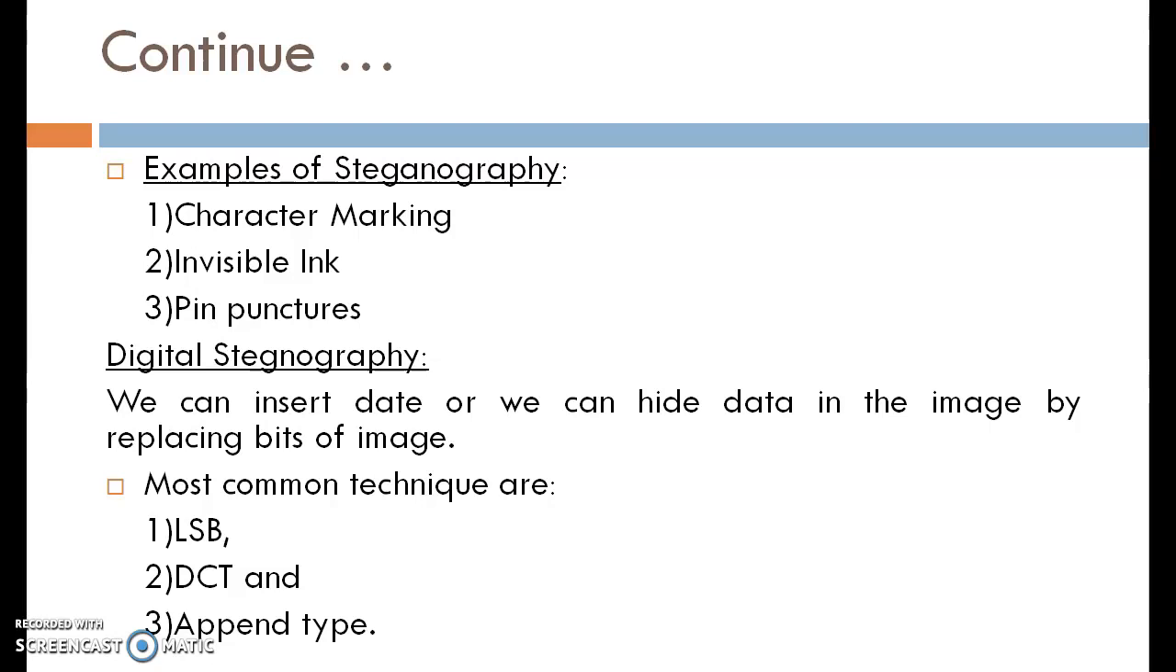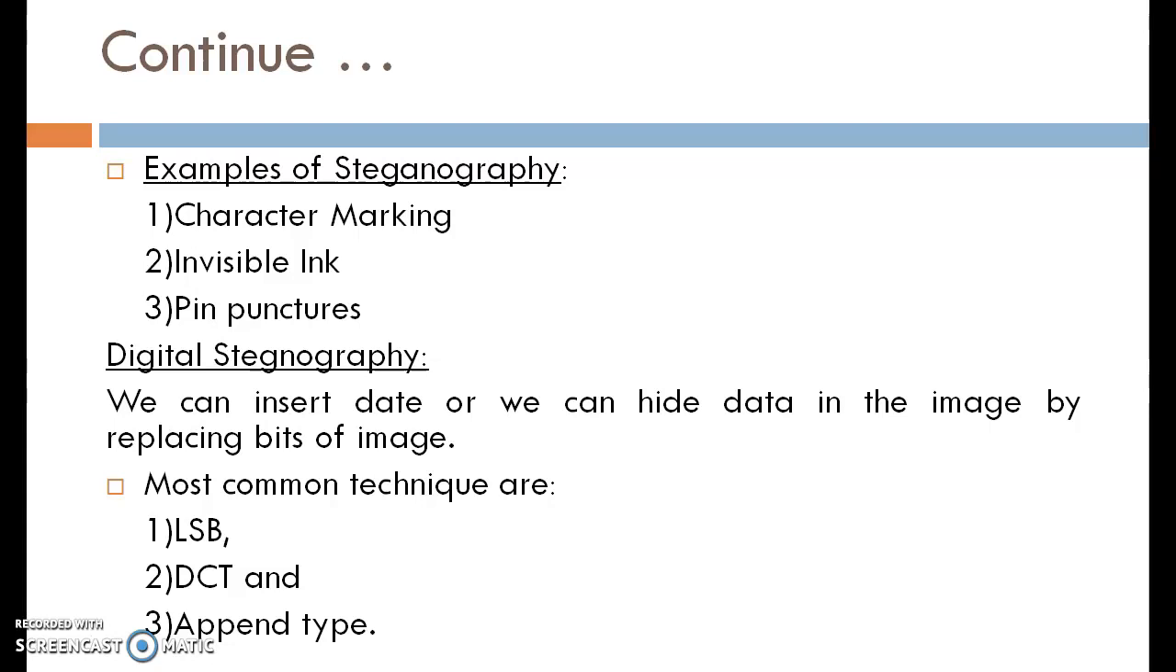First, character marking. It means we are writing a large paragraph or a number of paragraphs and marking, for example, the starting of each statement. By combining such starting characters of each statement, it covers some hidden message. So this is an example of character marking.